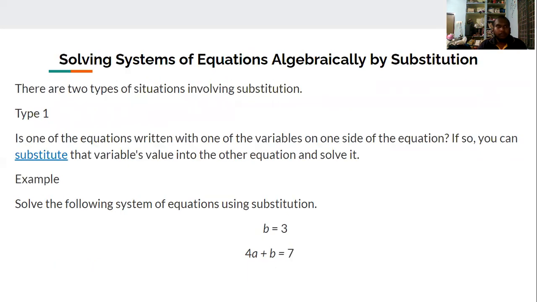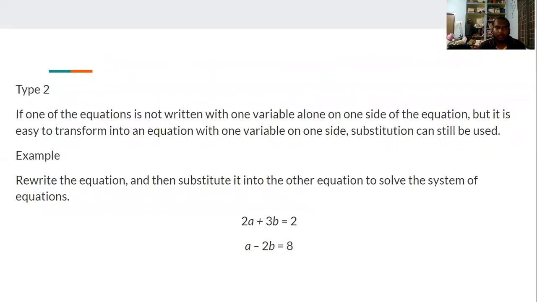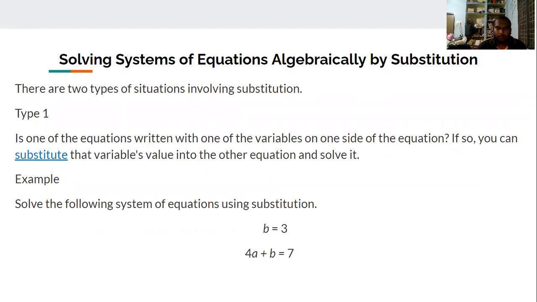There are two types of situations involving substitution. Type 1 is when one of the equations is written with one of the variables on one side of the equation. If so, you can substitute that variable's value into the other equation and solve it. Example: solve the system of equations using substitution. b is equal to 3, and 4a plus b is equal to 7.